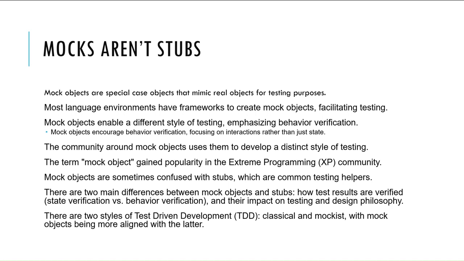There are two main differences between mock objects and stubs: how test results are verified, state verification versus behavior verification, and their impact on testing and design philosophy. There are two styles of test driven development: classical and mockist, with mock objects being more aligned with the latter.